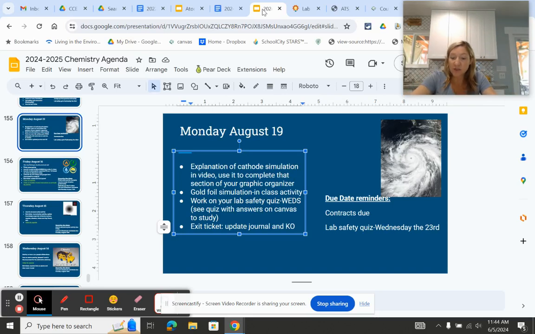All right, guys. So, in terms of the agenda today, I'm going to first give you an explanation of the cathode ray simulation that we worked on last time. And the information I provide to you should be enough for you to fill out your graphic organizer and understand what Thomson discovered. And then I'm going to walk you through how to do the gold foil simulation in class. So, hopefully, you have all the setup you need.